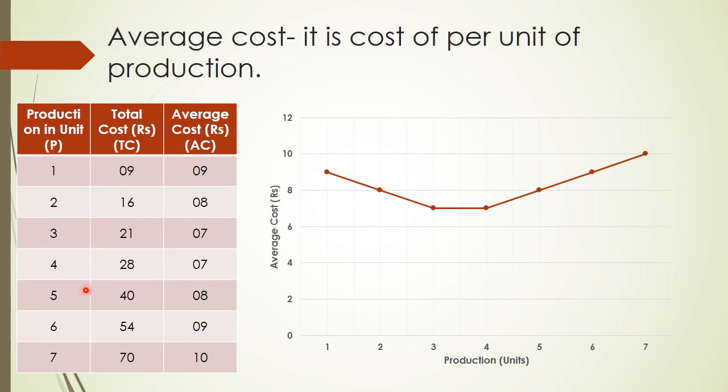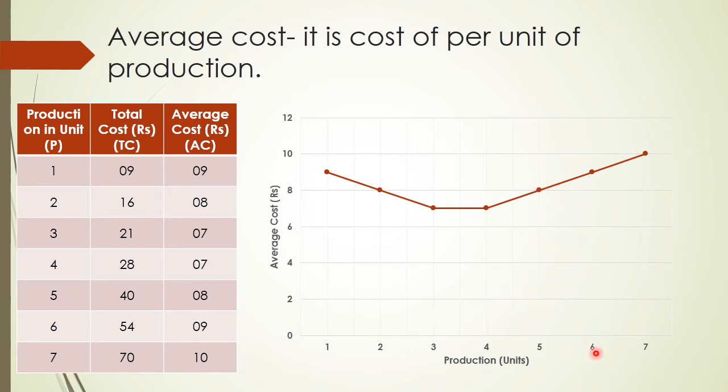If you produce 3 units, then your total cost is 21 rupees. So that is 21 divided by 3, that is, average cost is 7 rupees. If your production is 4 units and total cost is 28, then your average cost is 28 divided by 4, that is 7 rupees. Same way for 5, 6, 7. If you produce 7 units, your total cost is 70. Then your average cost is total cost divided by the total production, so 70 divided by 7. That will give you 10 rupees. Right?